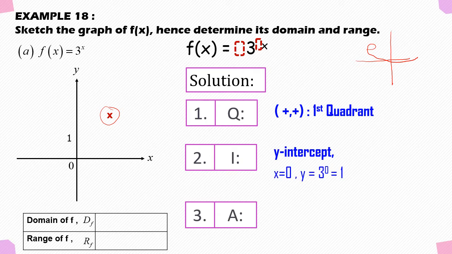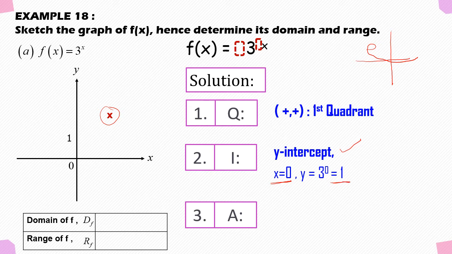Second step, we need to identify the intercept. By looking at the basic shape of the exponential function, the intercept involved in this function is the y-intercept. So we need to substitute x equal to 0 and get y equal to 1 as the intercept at y.